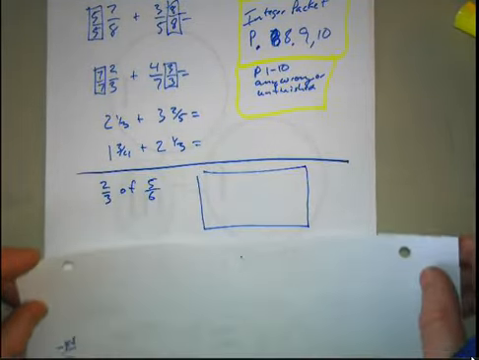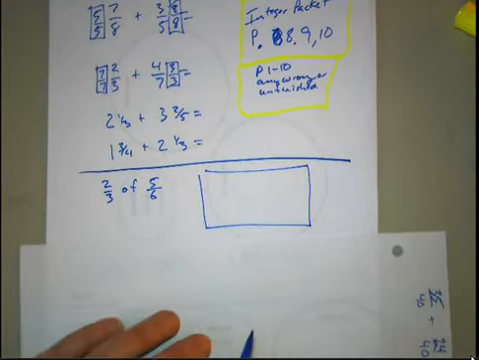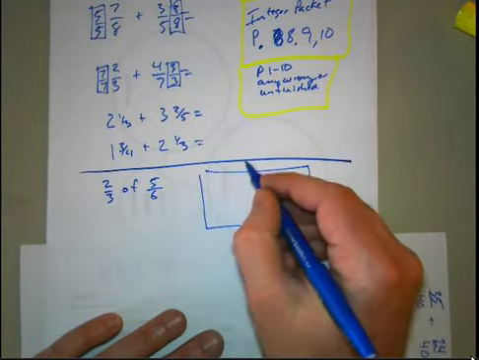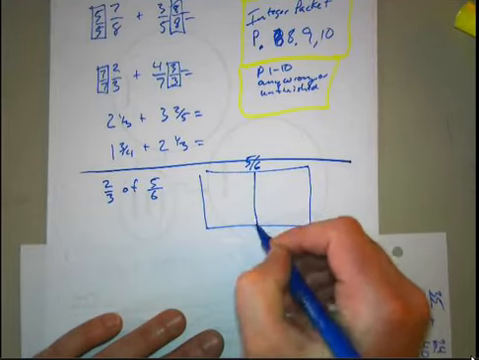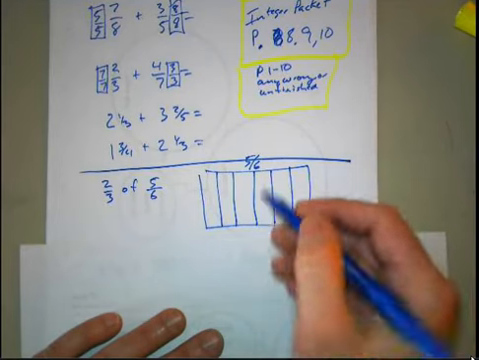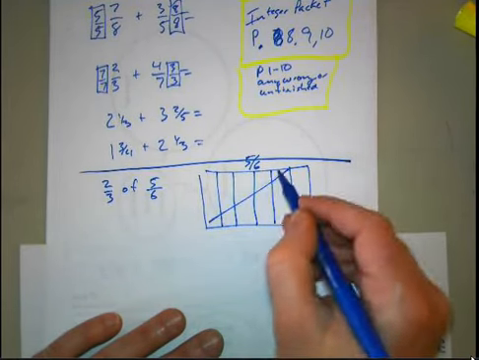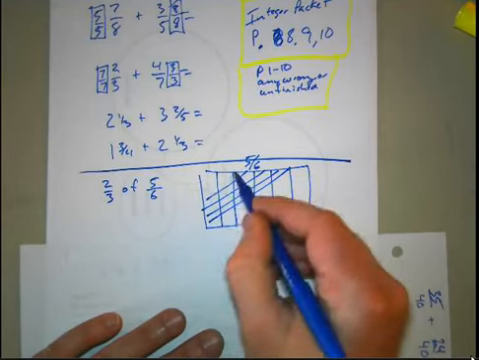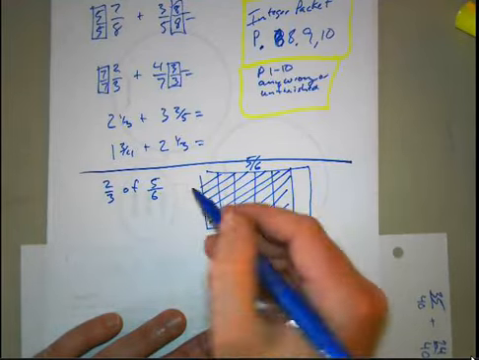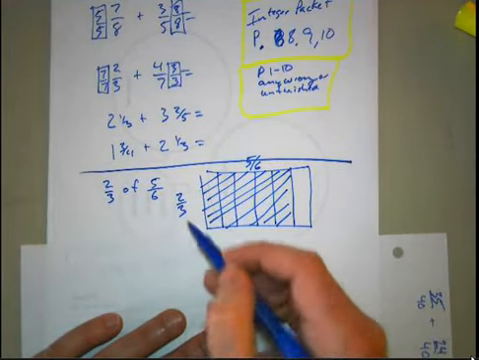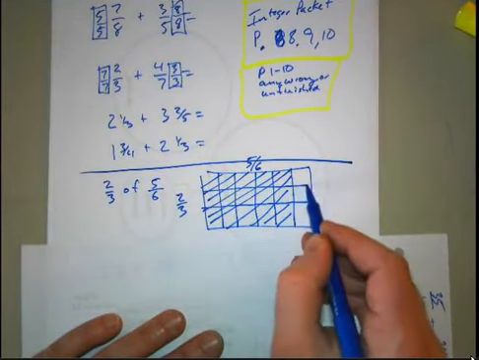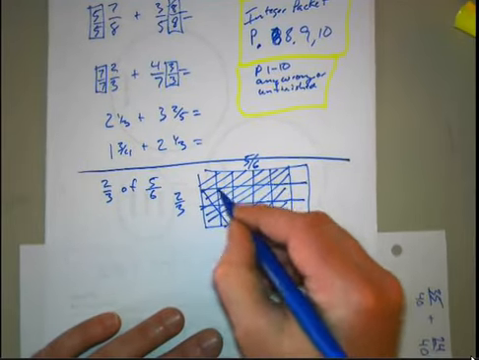Next problem. 2/3 of 5/6. Which one do I put across the top? The one with the biggest denominator. 5/6, which means I need 6 columns. How many of them are shaded? 5 of them are shaded. And then I put the other fraction on the other side, 2/3. How many rows do I need? Look at the denominator. I need 3 rows. How many of those are shaded? 2.